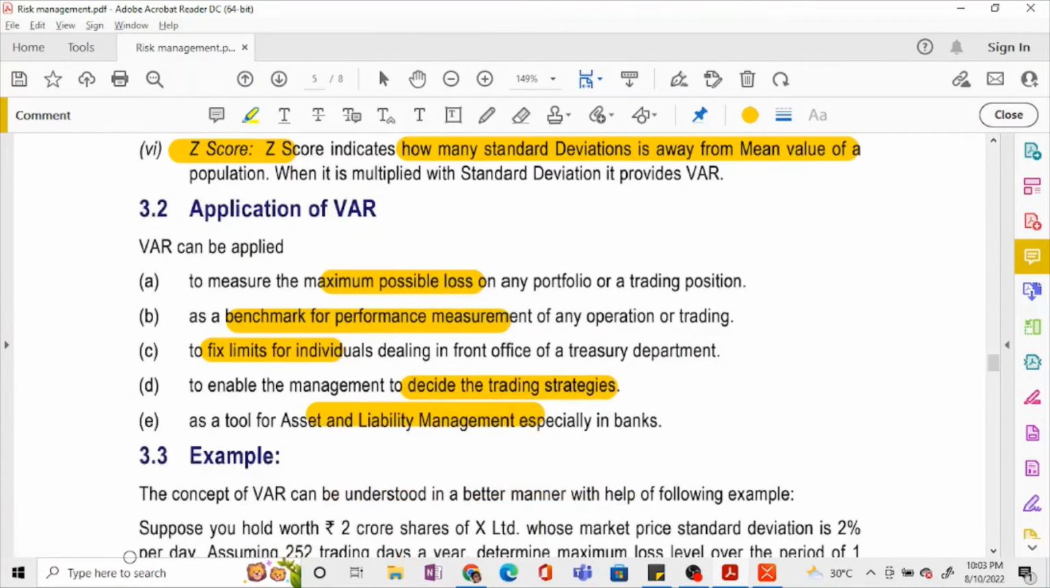Application of value at risk. Value at risk is applied to identify the maximum possible loss, to keep a benchmark for performance measurement, and also to set limits for individuals on how much risk they can take. It will also analyze the trading strategy and asset and liability management. For these purposes it can be applied.